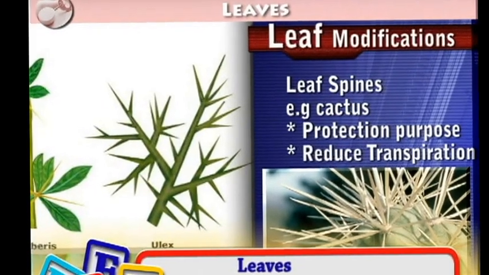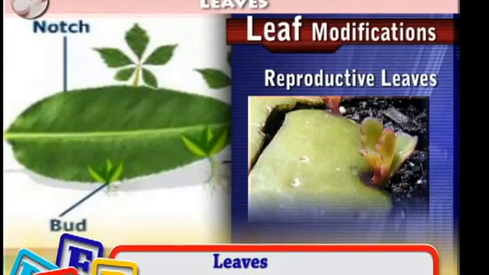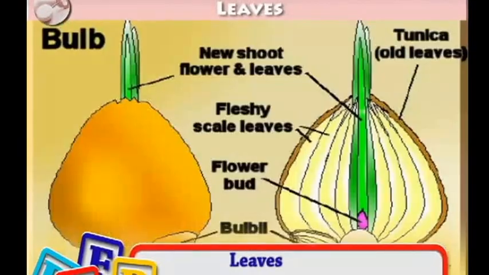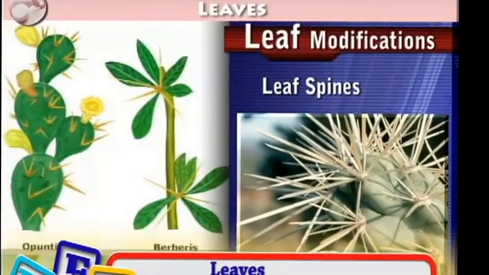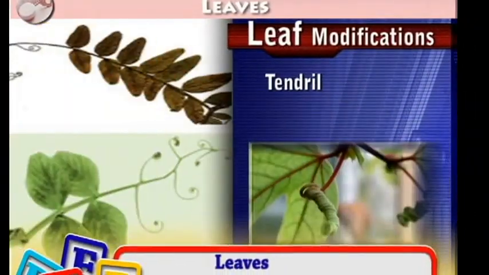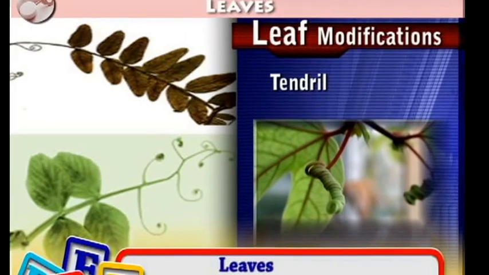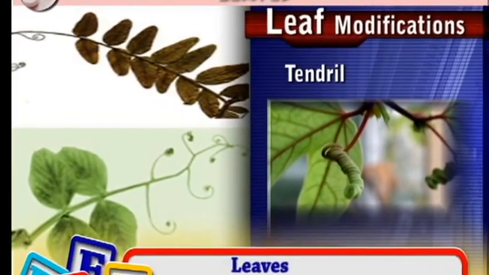We have looked at the leaf modification, where we have looked at the reproductive leaves, the pitchers, the leaf scales, the spines, and the tendrils, the way leaves have modified themselves to perform other functions. Now we want to look at the internal structure of a leaf.